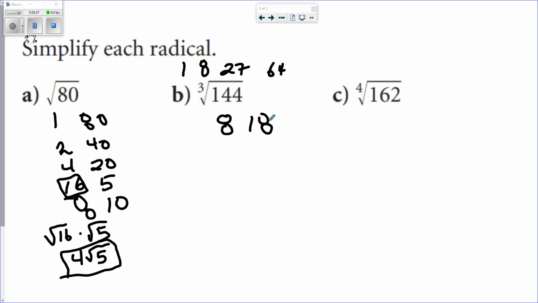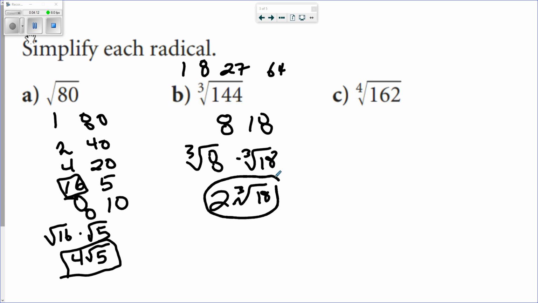So we can rewrite the cube root of 144 as the cube root of 8 times the cube root of 18. We can simplify the cube root of 8 to be 2, and we're left with the cube root of 18. So the cube root of 144 is the same as 2 times the cube root of 18. So we've simplified that radical.